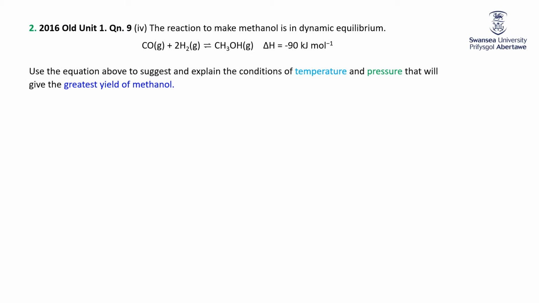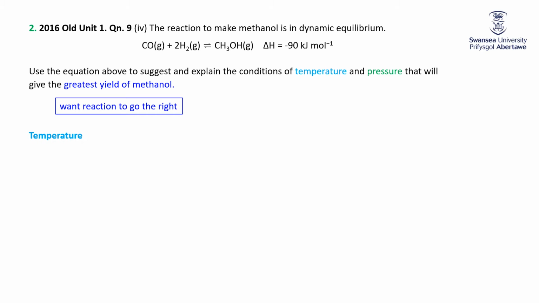The reaction to make methanol is in dynamic equilibrium. There we have CO gas plus 2H2 gas, reversibly going to CH3OH gas. And they tell us delta H is minus 90 kilojoules per mole. So in other words, going to the right is the exothermic direction. Use the equation above to explain the conditions, temperature and pressure, that will give the greatest yield of methanol. Well, first of all, greatest yield of methanol means we want the reaction to go to the right. We want lots of this stuff.